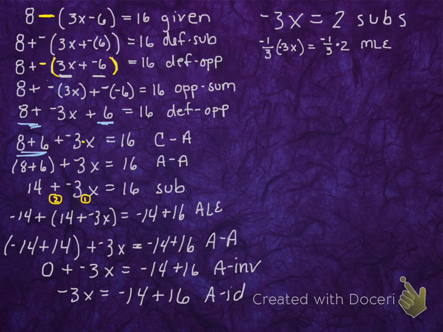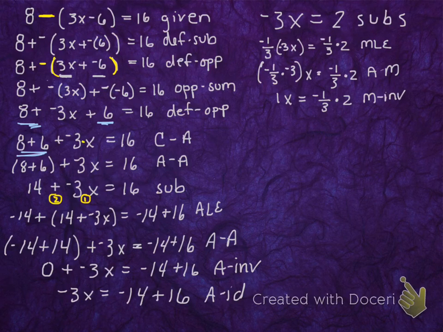And then to make that multiplication first in order of operations, I need to regroup. That's associative of multiplication. And get 1 as my product there. And that's multiplicative inverse. And here I get negative 2/3 as substitution. And I can get rid of that coefficient of 1 with multiplicative identity.